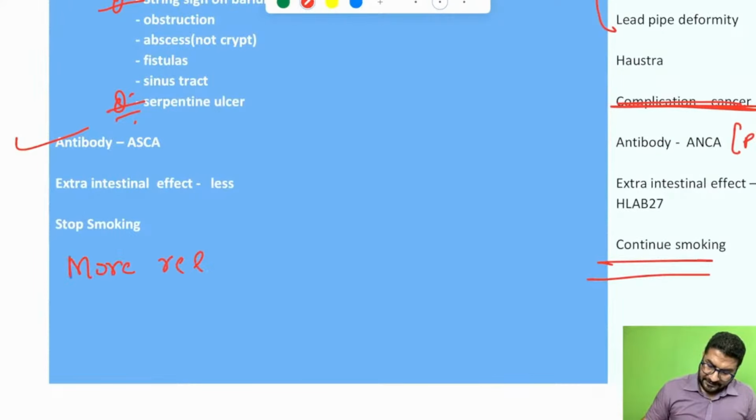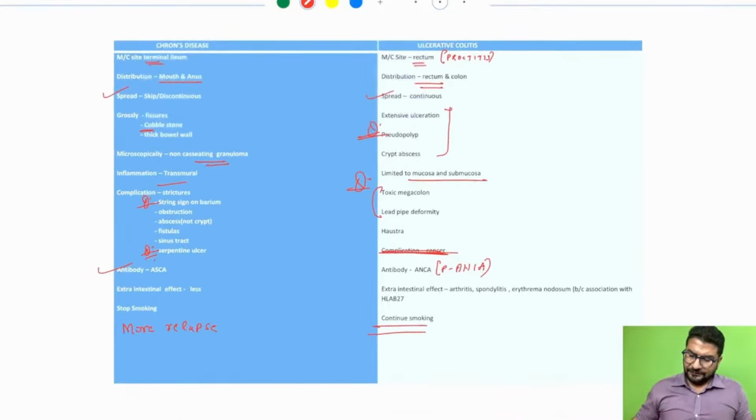Why? Because this can occur anywhere, it can involve any part. So more chance of relapse you will see in Crohn disease. Done. Okay, now let's talk about GIST.